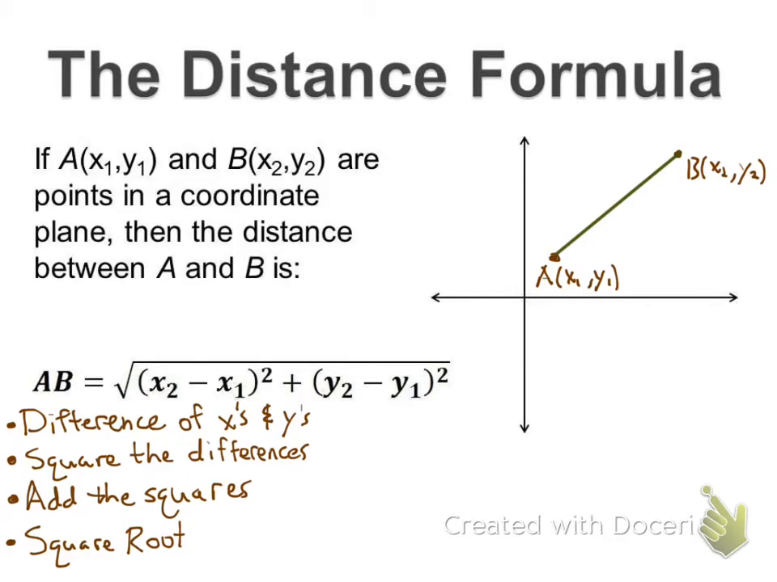So those are our basic operations that we do each time. I give you 2 points. You're going to find the differences of the x's and y's. You're going to square the differences. You add the squares, and then you take the square root.